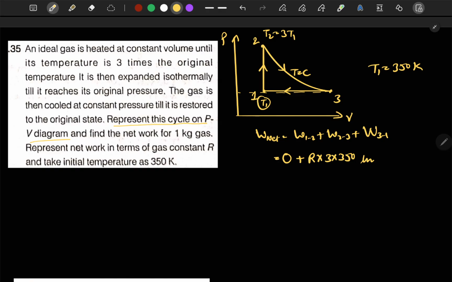Okay, so let's write it as P initial upon P final. Okay, we will calculate later what is the value of P2 and P3, plus work done from 3 to 1. 3 to 1 is P3 into change in volume. Change in volume is equal to V3 minus V1. Okay, so final minus initial, so I should write V1 minus V3.